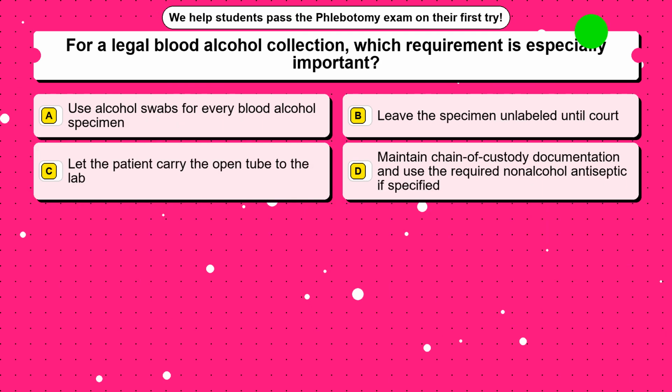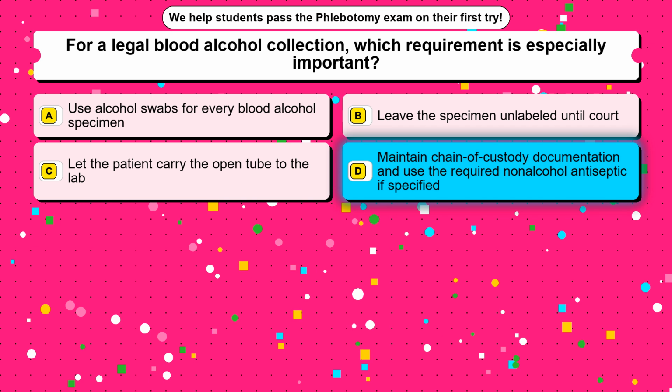Question 84. For a legal blood alcohol collection, which requirement is especially important? Option A. Use alcohol swabs for every blood alcohol specimen. Option B. Leave the specimen unlabeled until court. Option C. Let the patient carry the open tube to the lab. Option D. Maintain chain of custody documentation and use the required non-alcohol antiseptic if specified. The correct answer is option D.